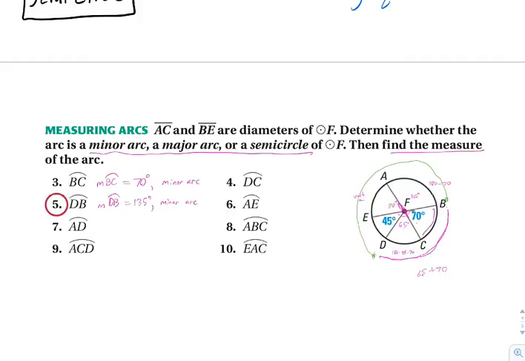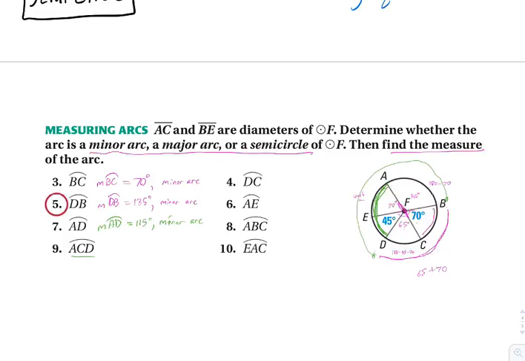All right, so let's do another one. We've got A to D. So A to D here, again, using the short one, that's 70 plus 45. So the measure of AD is 115. And we're talking about less than half a circle, so this is still a minor arc, less than 180 degrees.